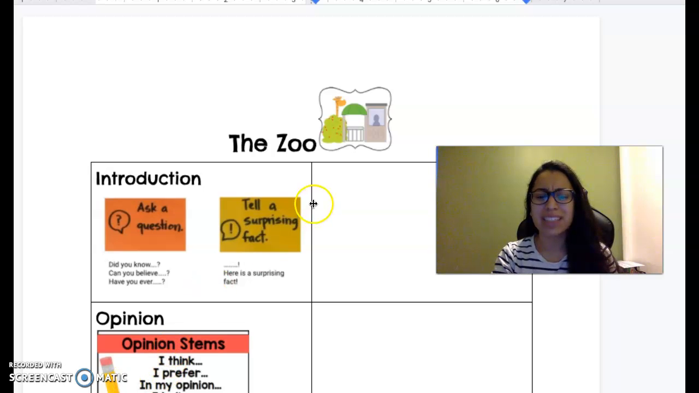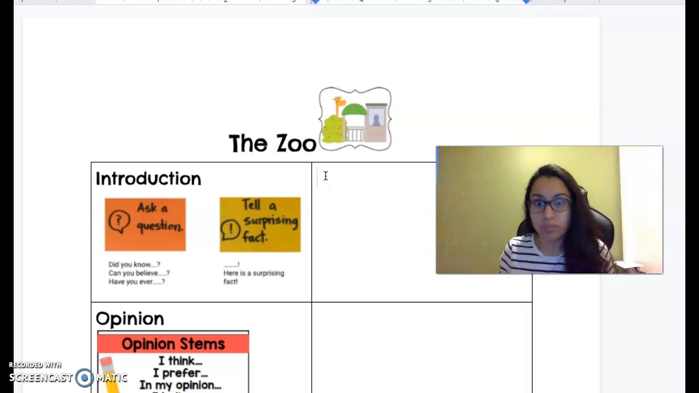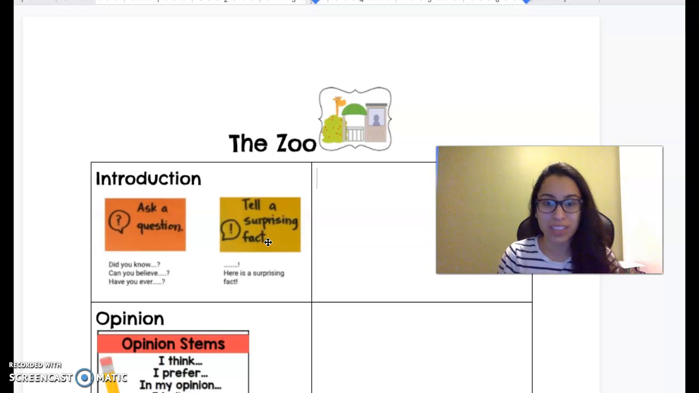Your first job is to click in this box and to give an introduction on your opinion of the zoo. You can ask a question or tell a surprising fact. I noticed that most students really enjoyed using those two sentence starters, but we also have background knowledge and explaining why the topic is important. So you can always choose the other two options. And if you wanted to, you can even go back to our old lessons and look on our introduction slides if you'd like a reminder on how you can include an introduction.